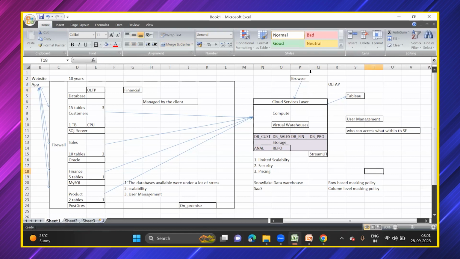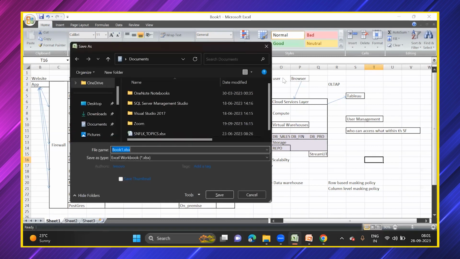We will see tomorrow how each of the different layers interact with each other, how the requests are sent from the browser to the cloud services layer, and then to the compute layer, and then to the database layer, right? So all these things we will see. Here you can see that this user can do a lot of things within the database. Based on their roles, they will interact with all these systems based on their needs.